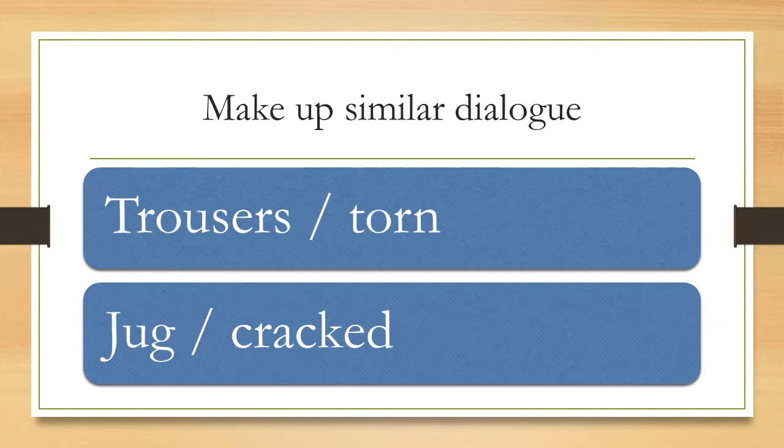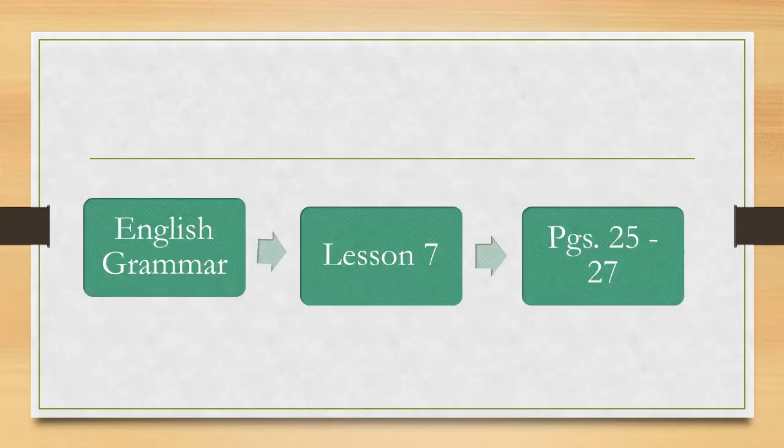This was all from Oxford Progressive today. So we will move to our English grammar lesson number 7. And pages we are going to cover are page number 25 and page number 27.